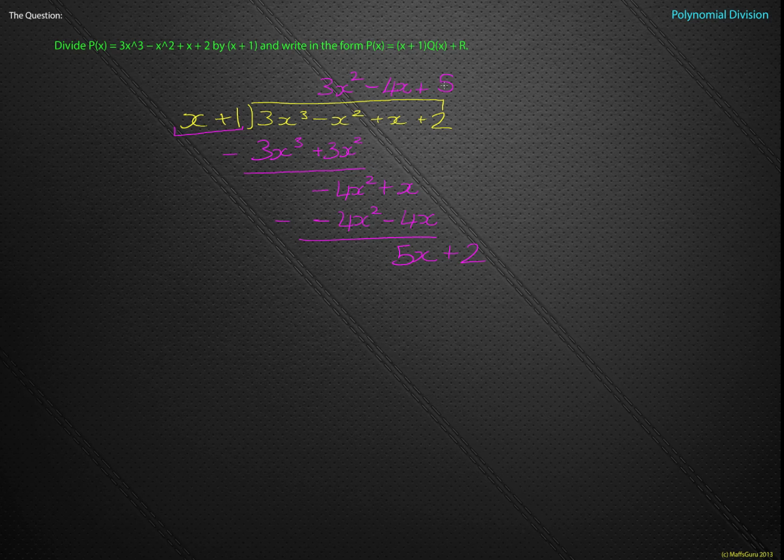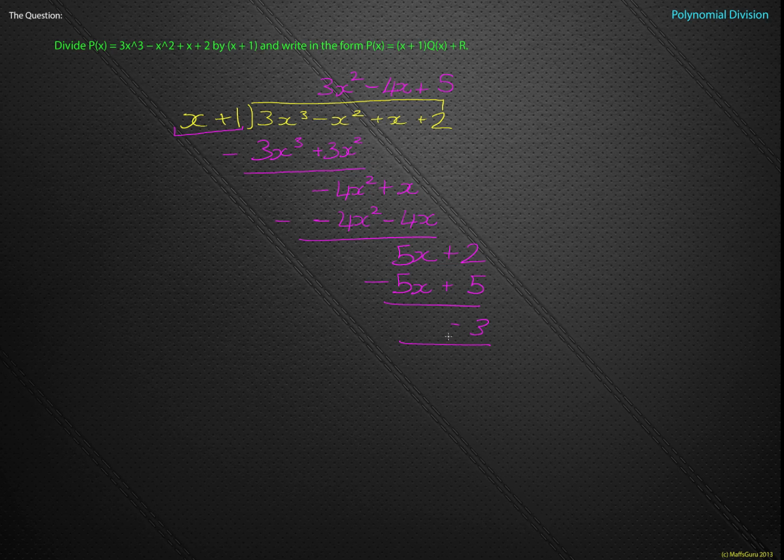And 5 times x is 5x. 5 times plus 1 is plus 5. And what do? I think you know this by now. You take them away. 5x minus 5x disappears. 2 minus positive 5 is minus 3. There is my answer. Now, two things.